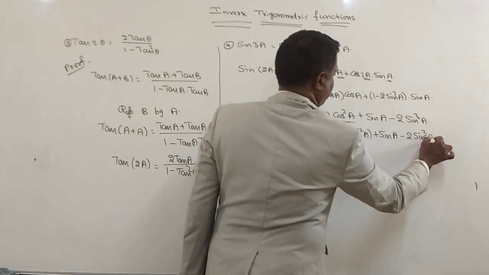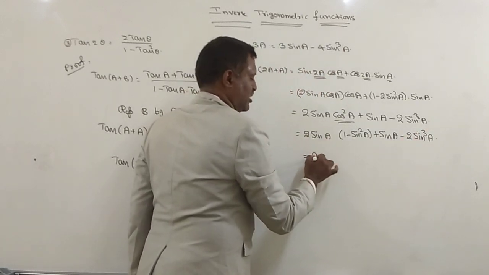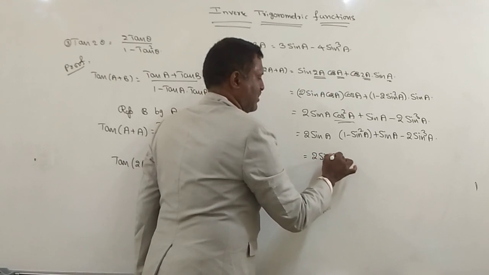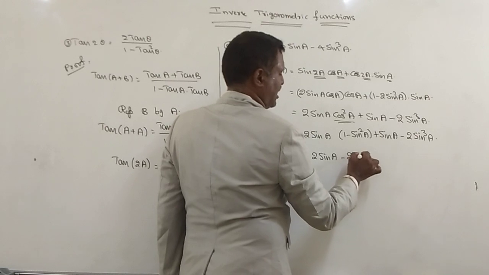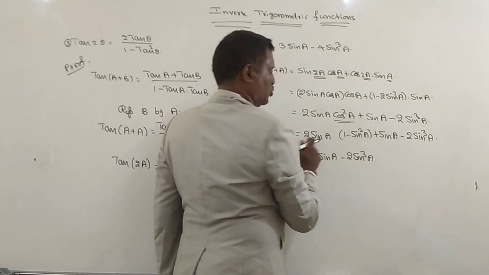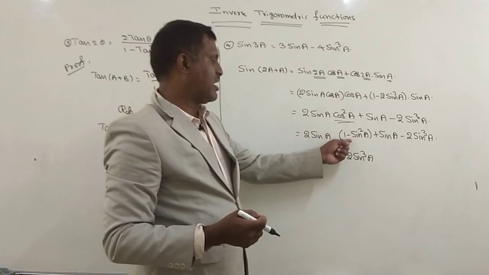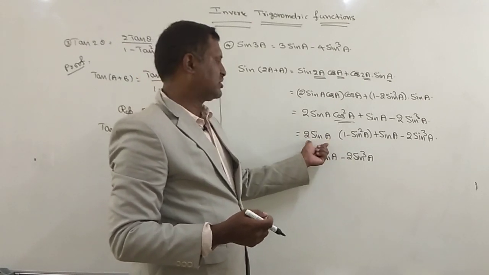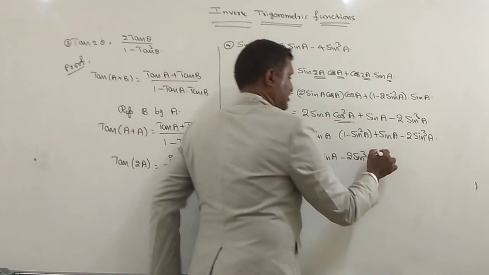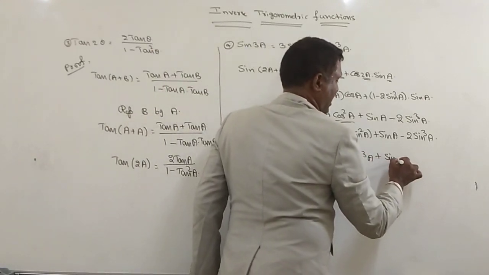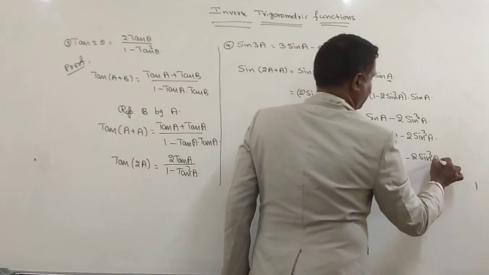We can write like this. Now this we have to simplify. 2 sin a into 1 is 2 sin a, and minus 2 sin a into sin square a gives minus 2 sin cube a. The rest, plus sin a, write down as it is, minus 2 sin cube a, write down as it is.